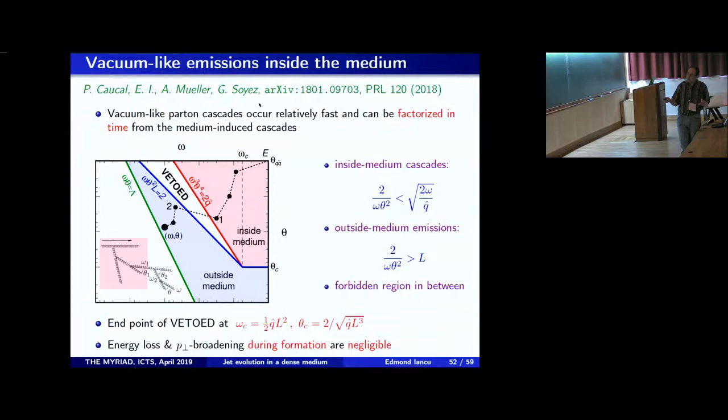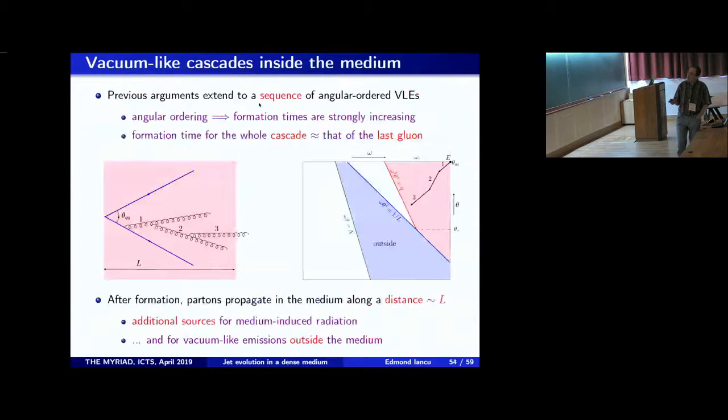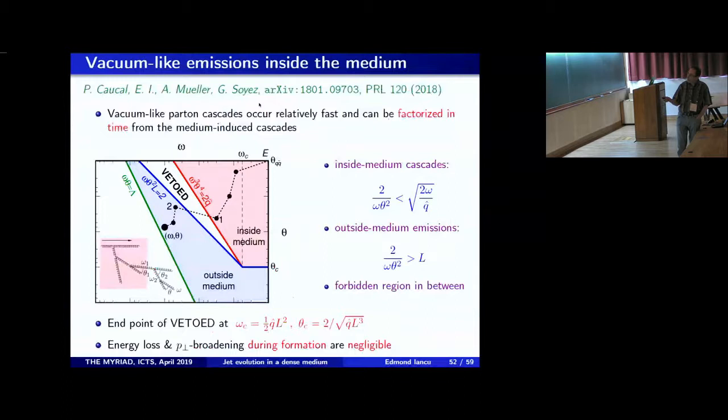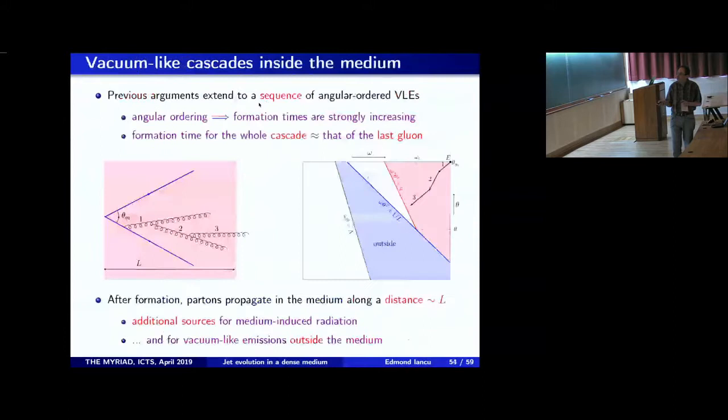Okay. So now I can generalize the argument. So far, I had only one emission. Now I can generalize that to an arbitrary cascade with successive emissions which are angular ordered, because angular ordering preserves the ordering in lifetime. So having an angular ordering ensures that the lifetime of gluon 2 is much bigger than gluon 1, and the lifetime of gluon 3 is much bigger than the lifetime of gluon 2. So if the formation time of the last gluon in the cascade, say number 3, obeys this constraint, the constraint automatically holds also for the previous ones, and so for the whole cascade. A whole vacuum-like cascade has a formation time much bigger than the medium formation time. And then this develops exactly like in the vacuum. That's such a cascade.